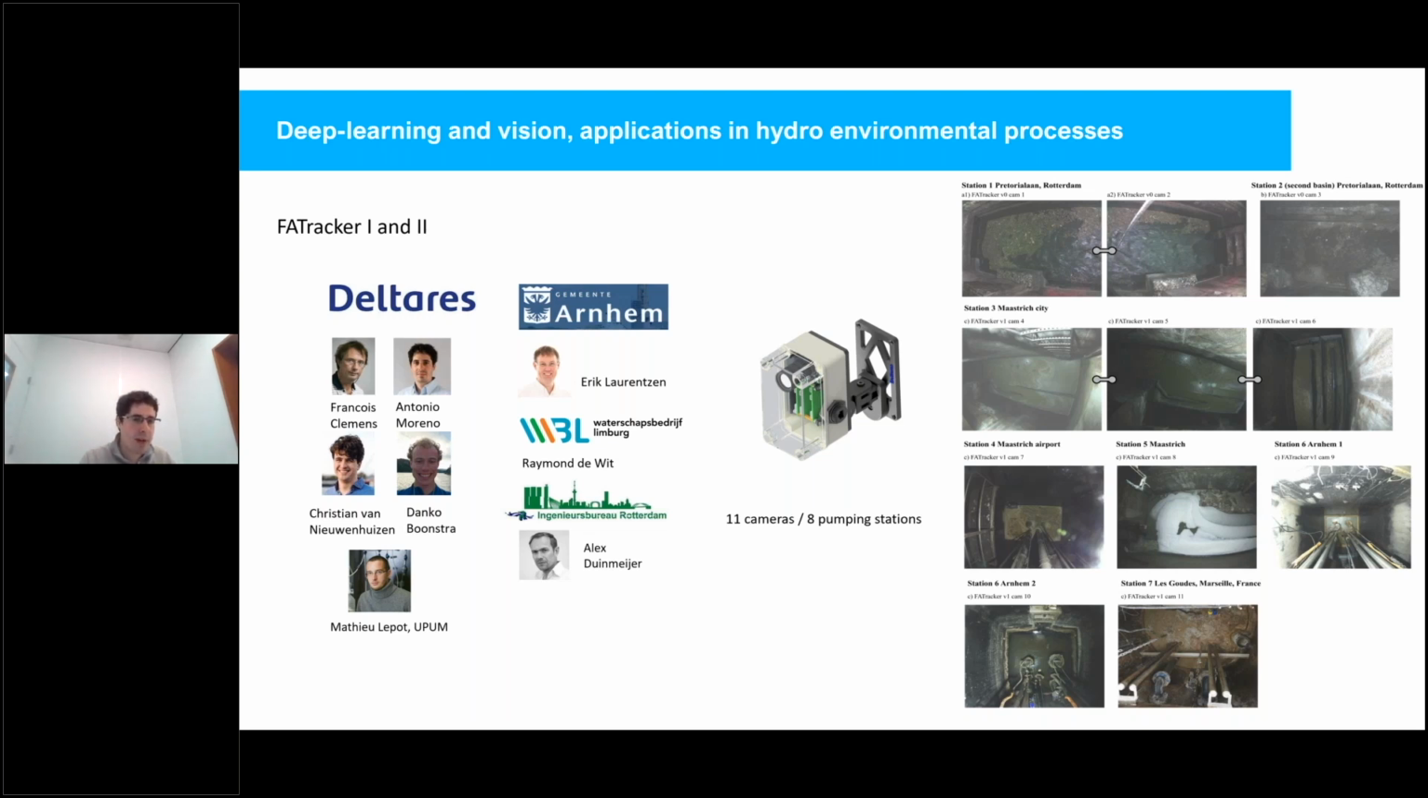But we had a couple of projects in which a number of colleagues from Deltares, from the Water Port of Limburg, the municipality of Rotterdam, and Arnhem were involved, where we created a network of cameras that we could deploy at different locations in pumping stations. So we created a network of 8 pumping stations with 11 cameras, in which they were observing the processes inside these pumping stations at very high frequency during a year and a half of observations.